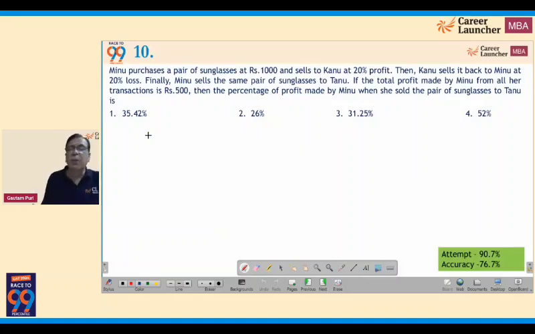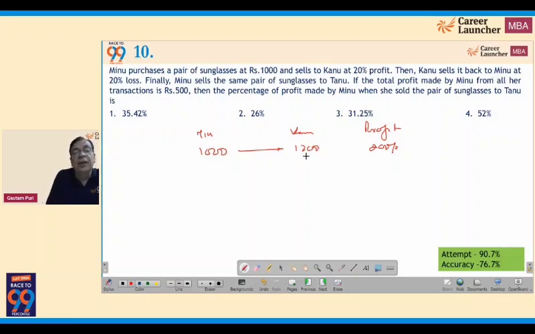Now the easiest question of this paper, 90% people attempted, unfortunately out of them 1/4 got it wrong. One of the easiest questions but should have been attempted by everyone. Meenu purchases a sunglasses for ₹1,000 and sells it to Kanu at a 20% profit, so ₹1,200. So she makes a profit of ₹200 out here. Then Kanu sells it back to Meenu at 20% loss. So Meenu purchases the same thing again at 80% of this, so 960.